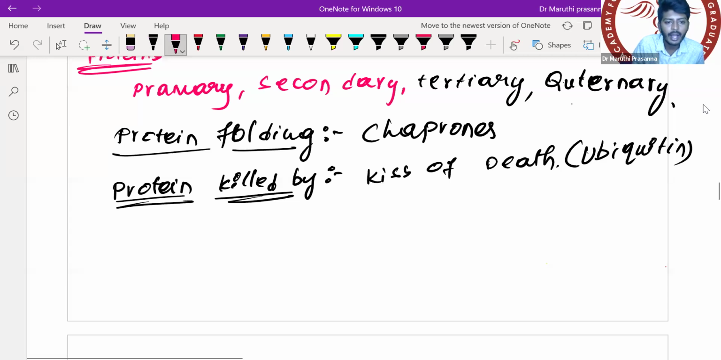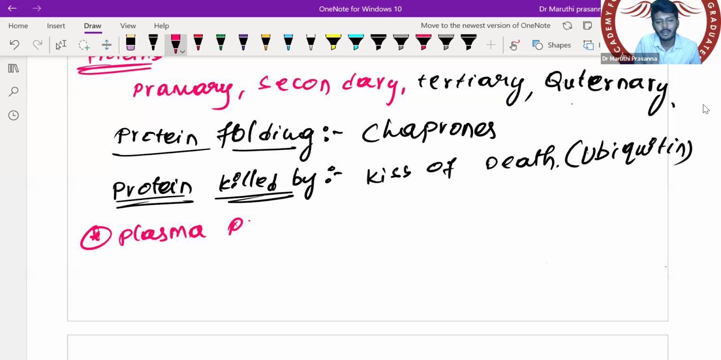Okay, so now we have some other way we can classify. Some of them are called plasma proteins. So these you people will know. Still I'm going to quickly recall that. Okay, plasma protein, most abundant one is which one, sir? Most abundant plasma protein is albumin.